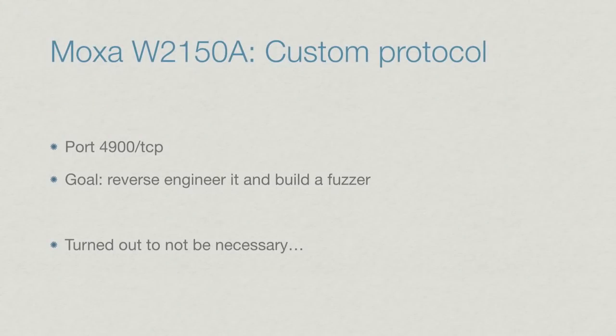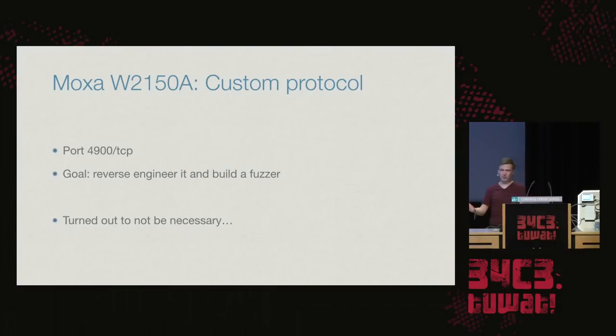Alrighty, but I know what you're thinking, right? These are authenticated bugs in the web interface, so we need something unauthenticated. We want something that's cool and a real exploit, right? And so I decided to look at this custom TCP protocol, which runs on port 4900. And my goal was to reverse engineer the whole protocol and build a fuzzer for it to find vulnerabilities.